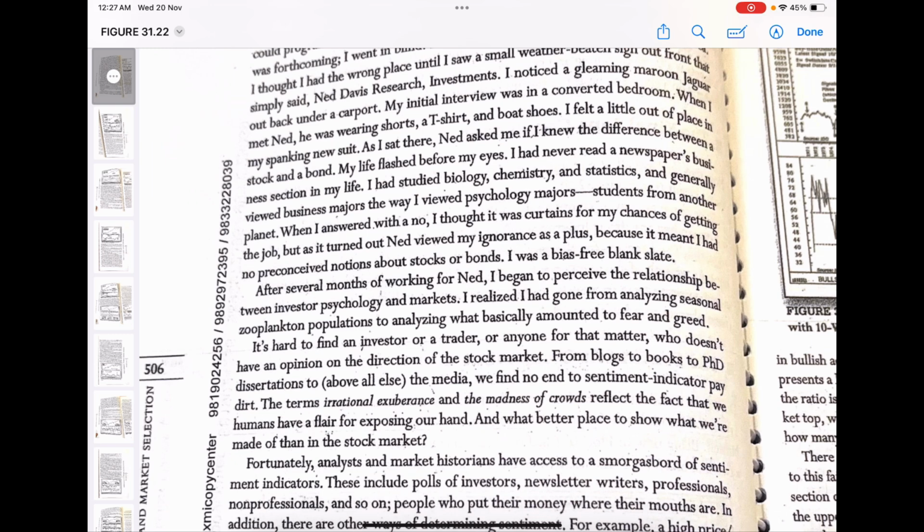As I sat there, Ned asked me if I knew the difference between a stock and a bond. My life flashed before my eyes. I had never read a newspaper's business section in my life. I had studied biology, chemistry, and statistics, and generally viewed business majors the way I viewed psychology majors, students from another planet. When I answered no, I thought it was curtains for my chances of getting the job, but as it turned out, Ned viewed my ignorance as a plus because it meant I had no preconceived notions about stocks and bonds. I was a bias-free blank slate.